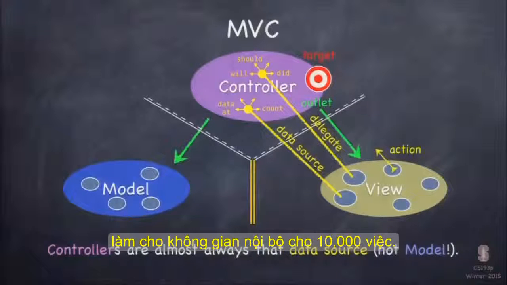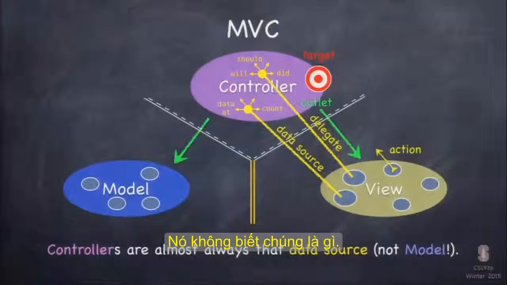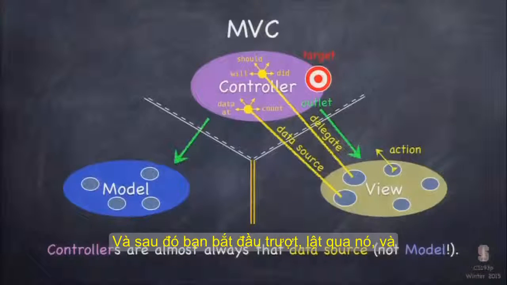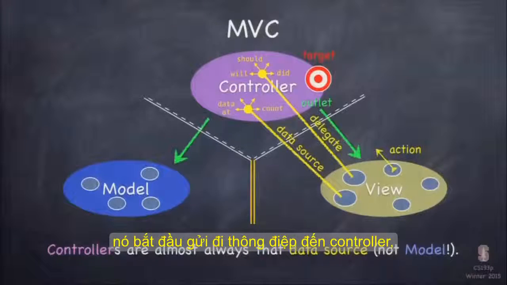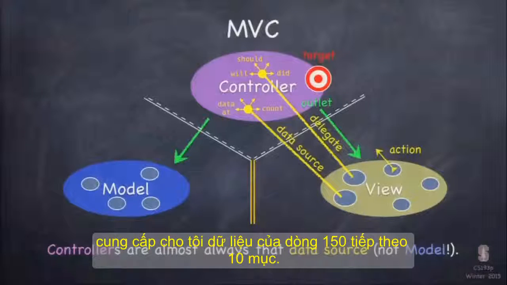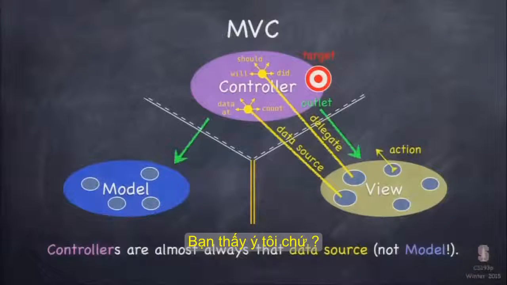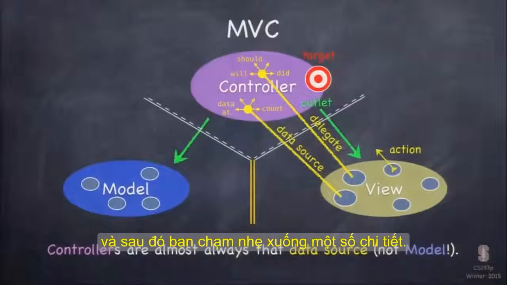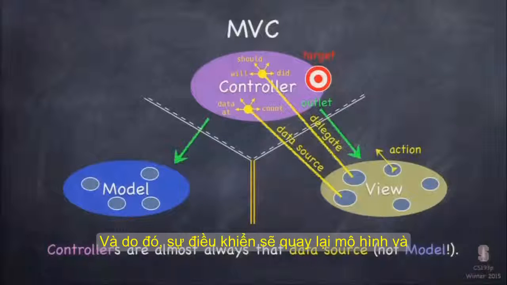The view makes space internally for 10,000 things. It doesn't know what they are, but it moves the scroll bar indicator a little bit so that you know where it is. And then you start scrolling, flipping through it, and it starts sending the message to the controller, give me the data at line 150, next 10 items. You see what I mean? And then you flick down some more. Now it's saying 250, 10 more items.